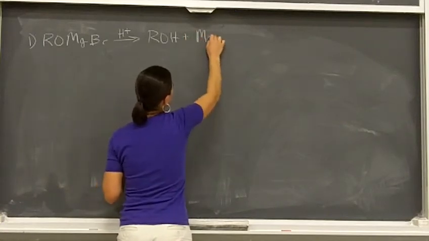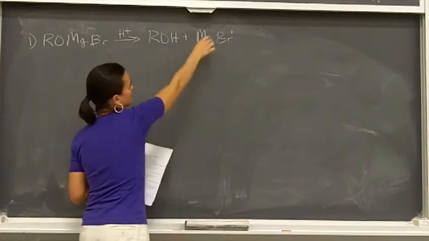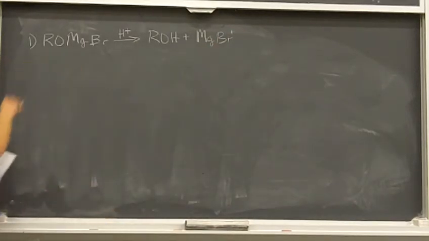plus a magnesium bromide species. This salt is going to be floating around. It may end up floating, consumed in some way. But basically, you're quenching to form the product that you want.